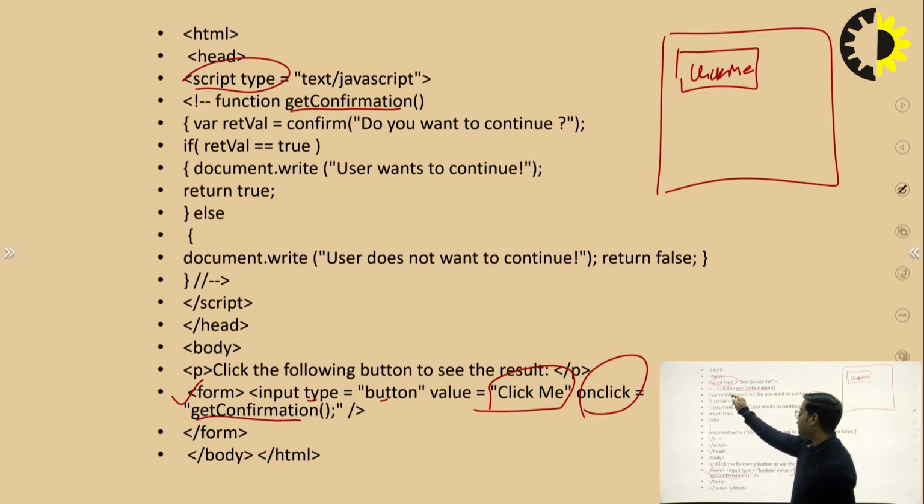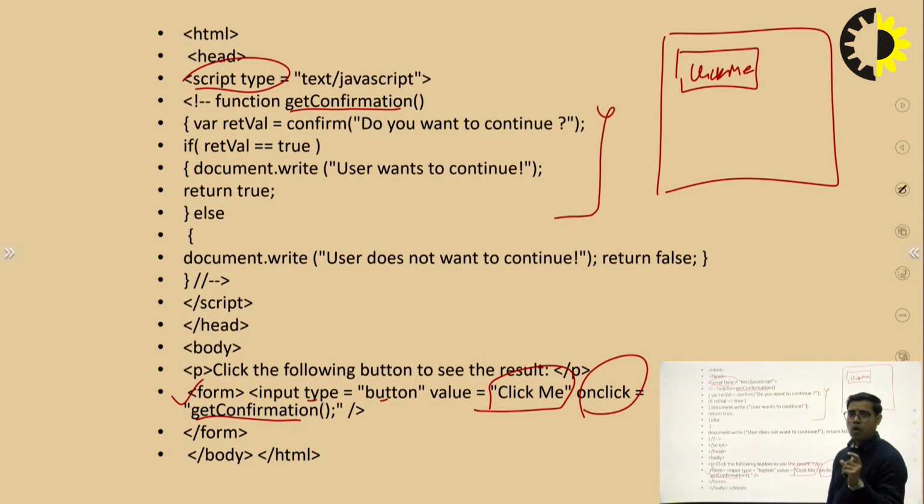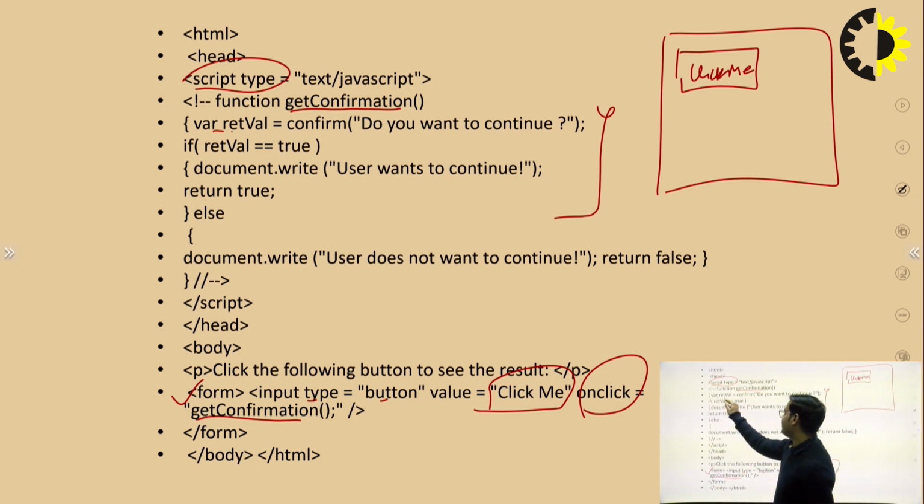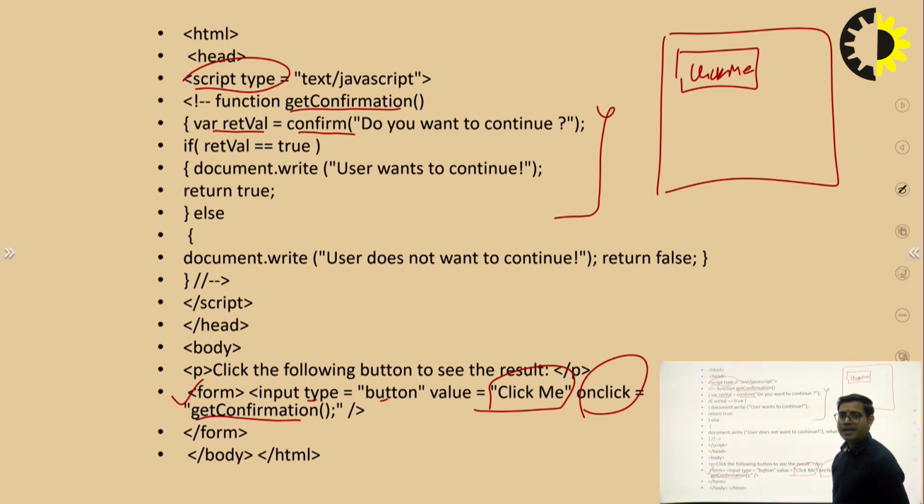So here is the function getConfirmation. Inside this function, whatever is returned in this block will pop up through the confirmation box. As you can see here, we use a variable called returnValue, and inside this variable we define the pop-up box, namely confirm.